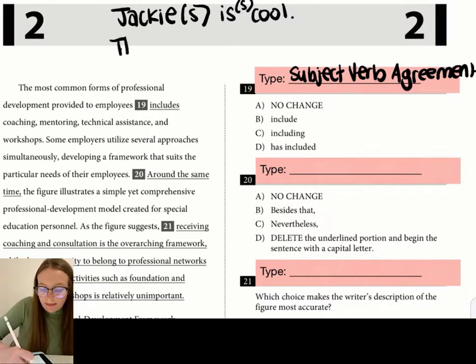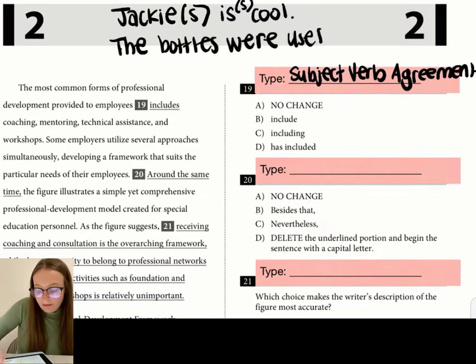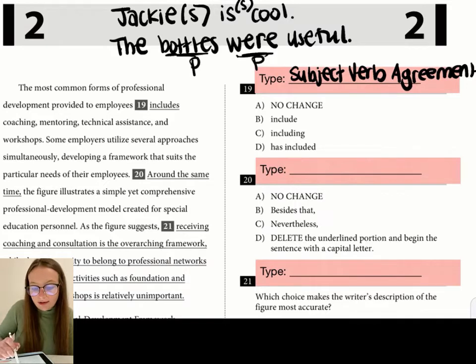However, if you said the bottles were useful, we pair were with the bottles because bottles and were are both plural. So bottles is a plural subject, were is a plural verb. So subject-verb agreement is all about keeping the subject and the verb consistent in the quantity that they refer to. So the SAT, they really like to complicate subject-verb agreement questions by making the subject particularly challenging to identify in the sentence. So a lot of people assume, don't write this down or screenshot this, this is wrong, that the subject is usually the thing that comes right before the verb, like here, employees. But actually, the subject is usually the thing that comes first in the sentence.